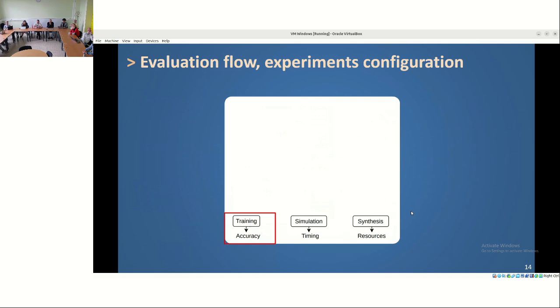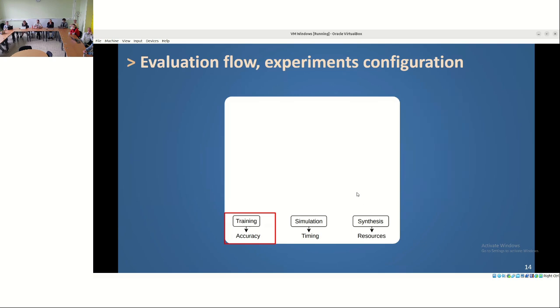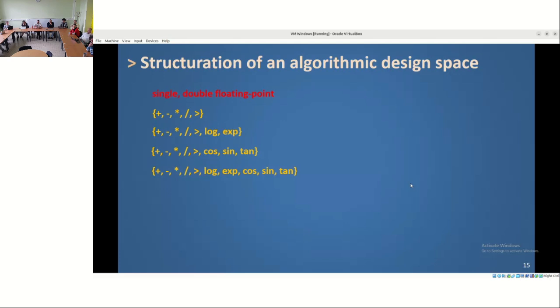Our evaluation flow will first be detailed by focusing on the training side, which leads to the accuracy of the model. So we first structure an algorithmic design space. For instance, here we have single and double floating point precision data types on different instruction sets, which are using addition, subtraction, multiplication, division, and comparison. Then we can add logarithmic and exponential functions, trigonometric functions, and mix those.